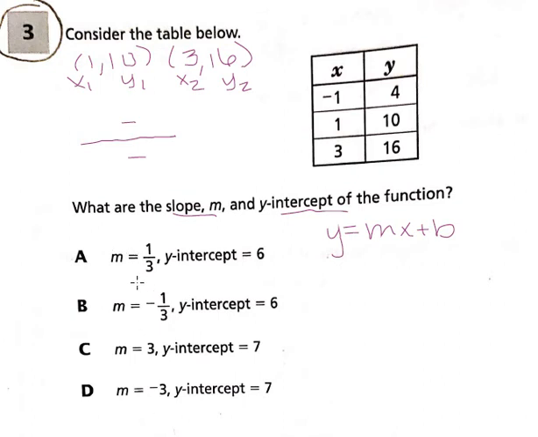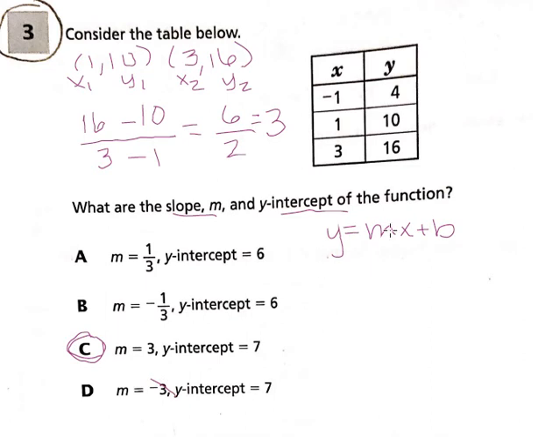and I realize that once I find the slope, I'm actually going to have the answer. So I'm going to do 16 minus 10 in my numerator where I subtract my y values, and then 3 minus 1 in my denominator. Well, 16 minus 10 is 6, and 3 minus 1 is 2, and 6 divided by 2 gives us 3. So we already know that it needs to be answer choice C because it's not a third, it's not negative a third, and it is not a negative value of the slope.